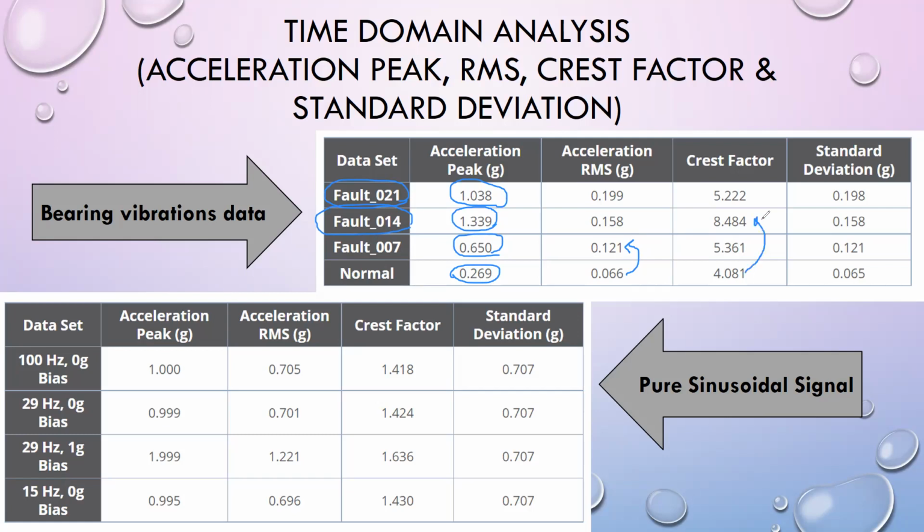We have a huge jump. It's almost 2 times more than the normal one. And finally, the standard deviation. Again, in the standard deviation, you can see that for the fault 007, it's almost 2 times more than the normal one.